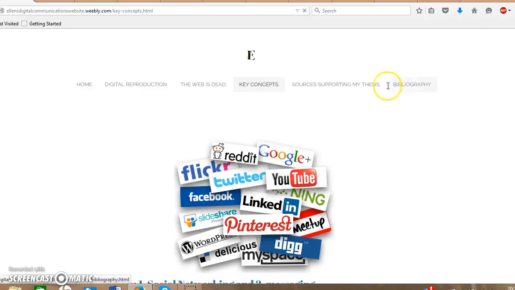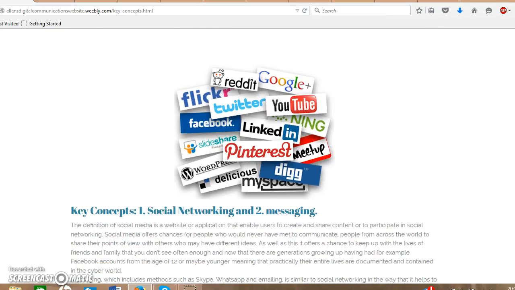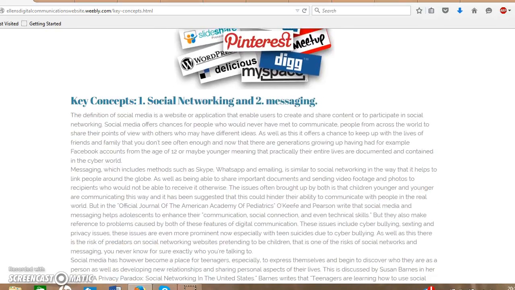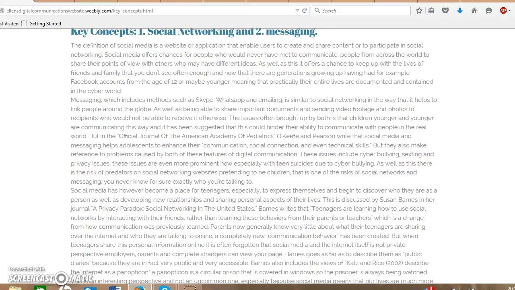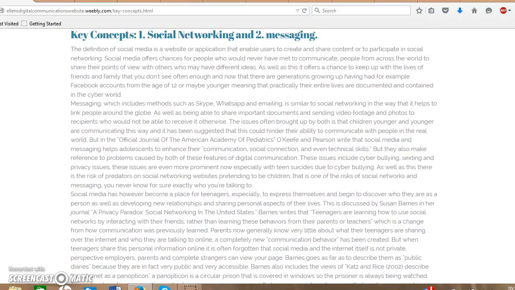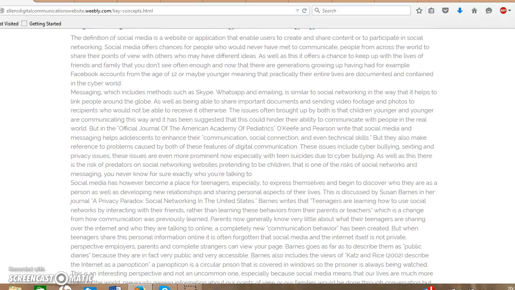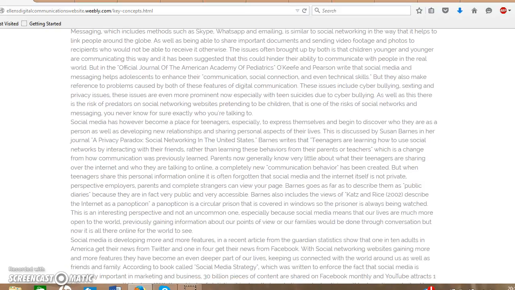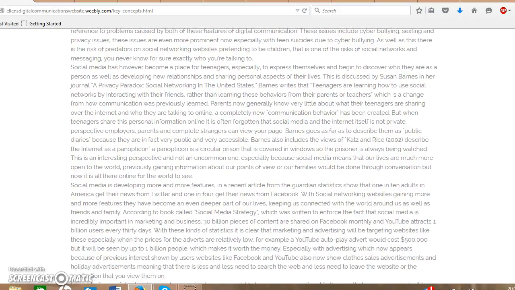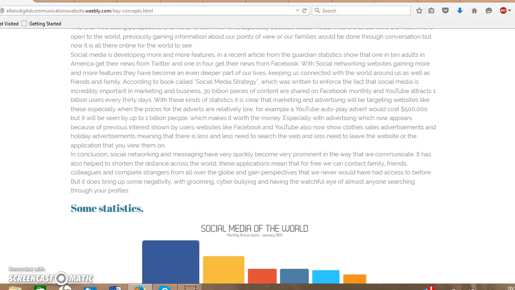The next page that I wrote was about key concepts of digital communications. Two of the main forms of digital communications happen through social networking and messaging. As I didn't read a main article for this, I didn't use standout quotes, but I did use a lot of outside information, and I read up a lot on the subject, as is seen in my bibliography in the last page.